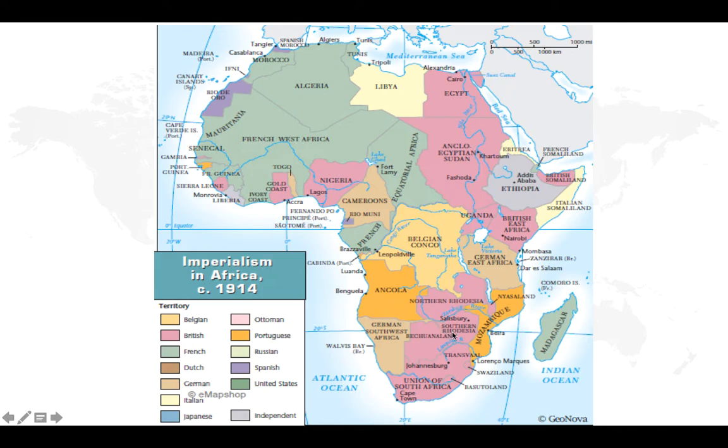You can see the British ruling over the South and actually a lot of territory in the East. You can see the French gain a lot of territory in the West. Belgium gains territory in the middle in the Congo. Then you can even see groups like the Portuguese. Portuguese have a territory here and here. Russians tried to take some territory. Italians tried to take some territory. So we really see almost every European nation trying to get a piece of Africa.